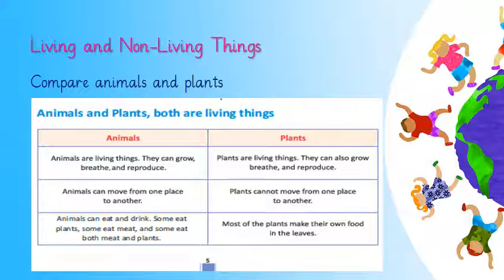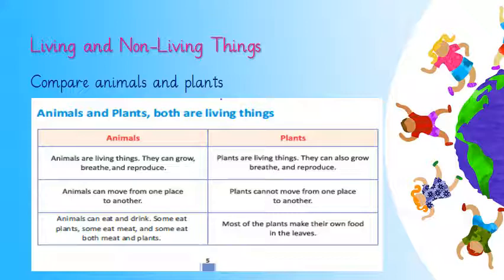Yes, animals can have babies and plants can grow into new plants of their own kind with the help of seeds. And animals can move from one place to another, they can walk, but plants, they cannot move from one place to another because the roots of the plants are fixed within the soil, so plants cannot move.